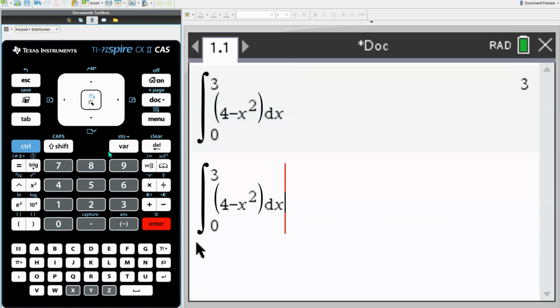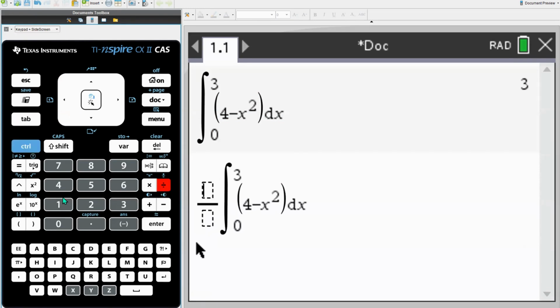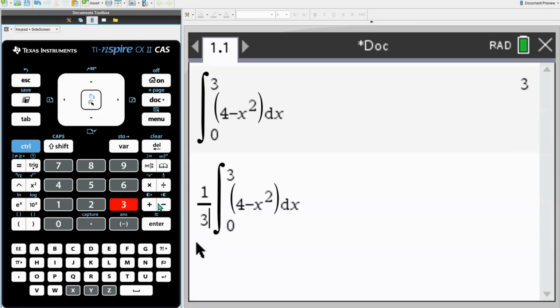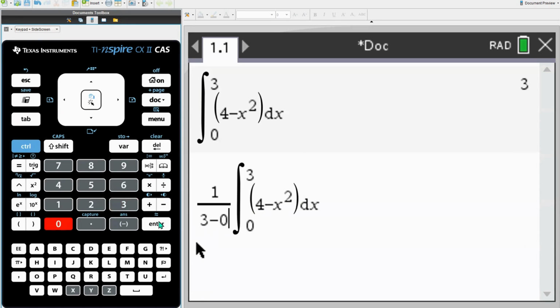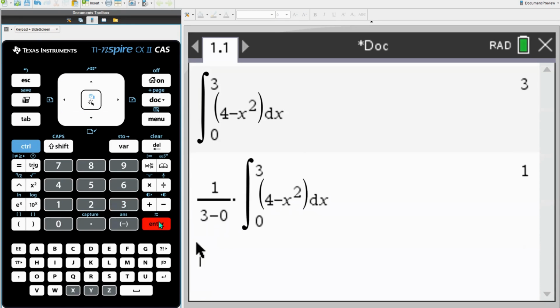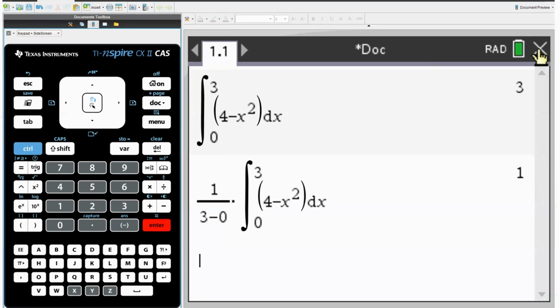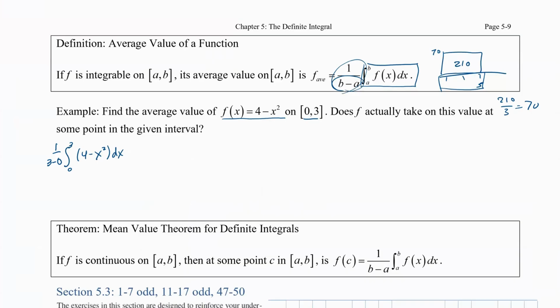I suppose what I really should have entered is with the expression 1 over 3 minus 0 there. And we understand, of course, 3 divided by 3 is 1. Right? Great. So the value of this expression is equal to 1. Does this function ever take on this value on that interval? Is there a time where f of x really does equal 1?